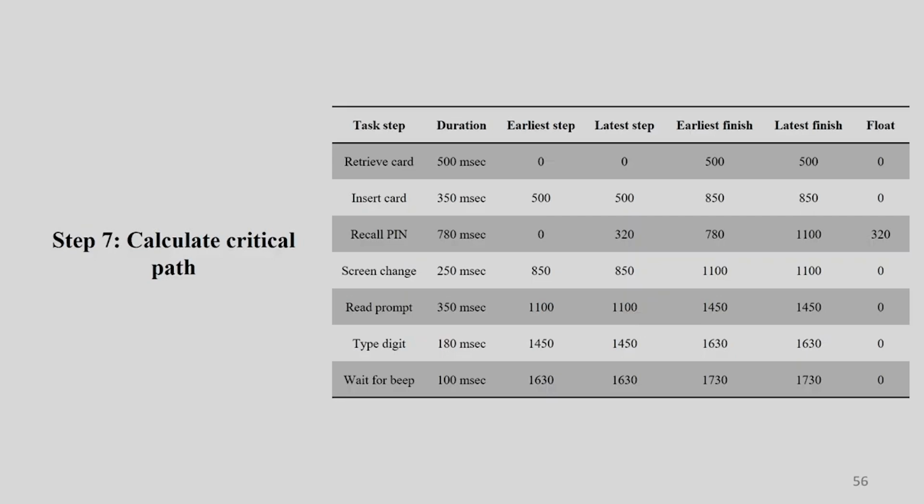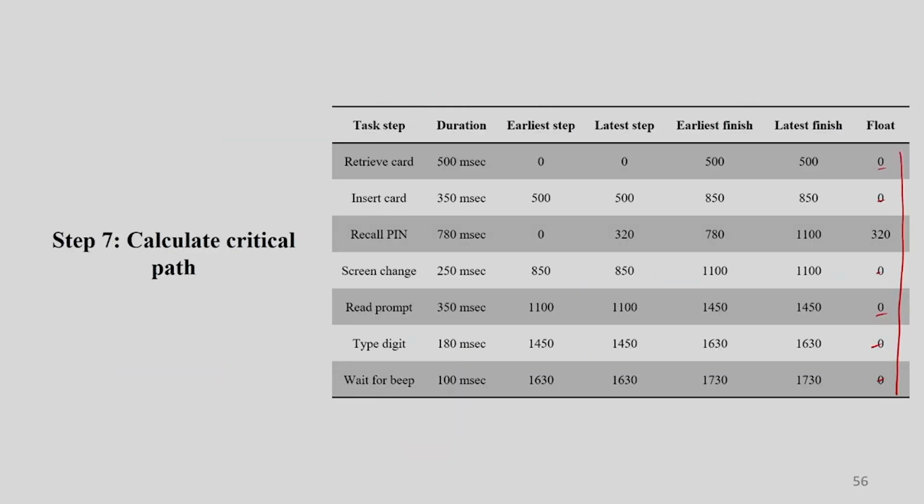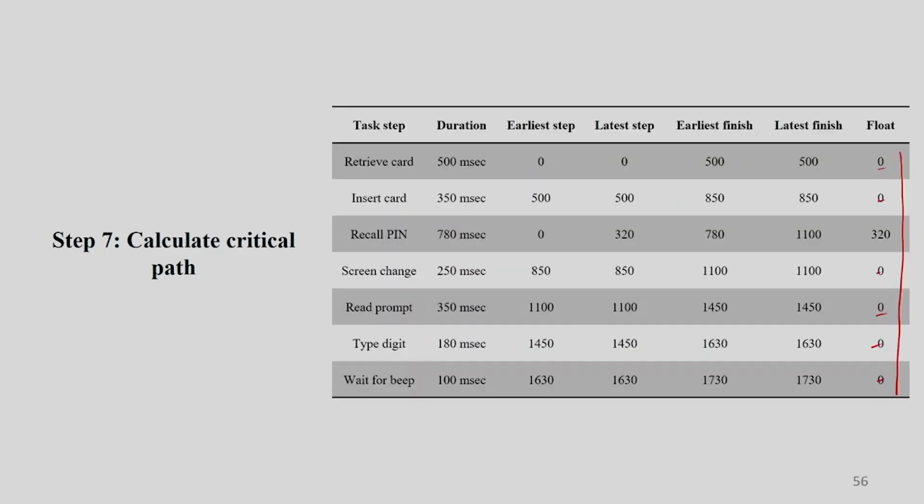Okay, now calculate the critical path. Under this, here there are the floats. So these are 0. Okay, so now you understood how these things are to be done. Wherever there are 0 differences between EST and LFT, there are the critical paths. So if these are the zeros, that means these are the critical paths, and you will get an impact if there is a problem in this particular portion of your task.